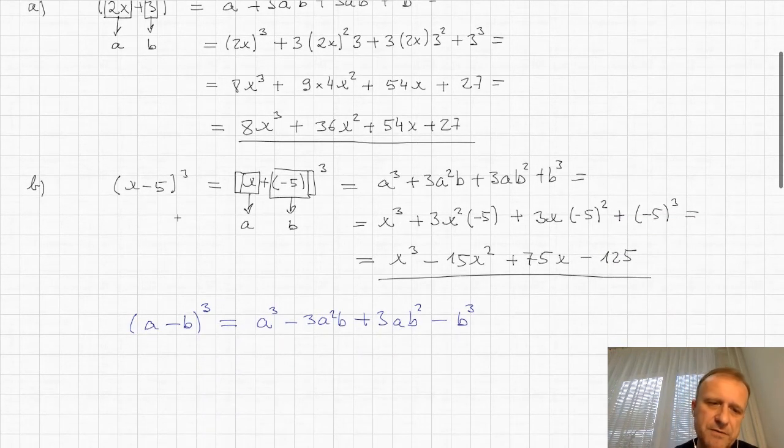Or you can use the formula like this one, in which you have the minus already in the formula, and then don't forget to alternate the signs. Always start with the positive sign for the first term and then alternate them: minus, plus, minus, and so on. That's it for this exercise.